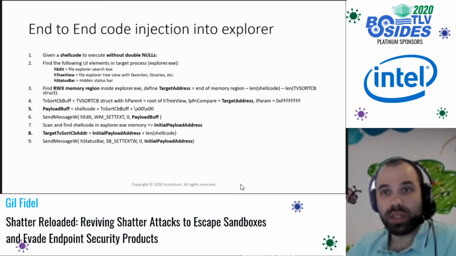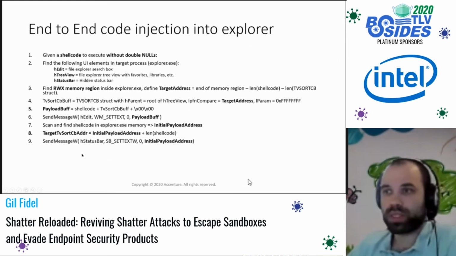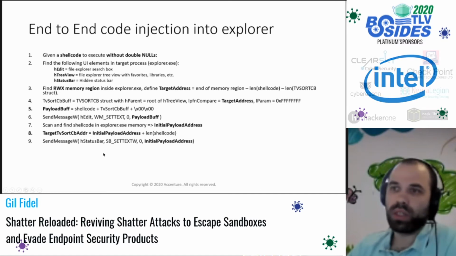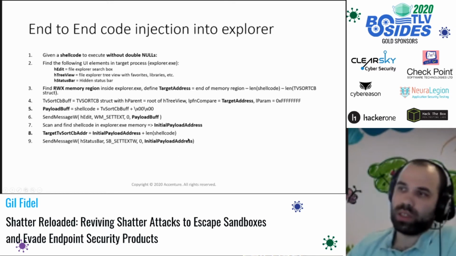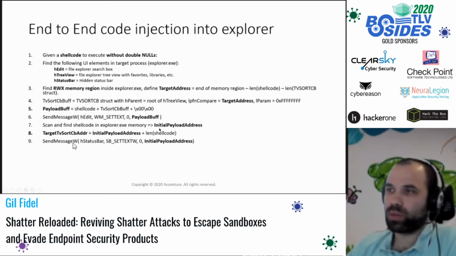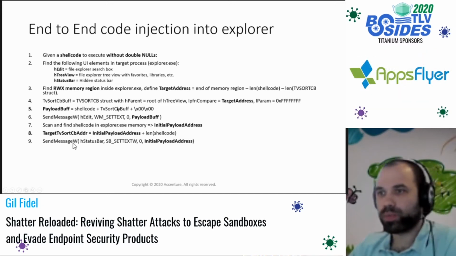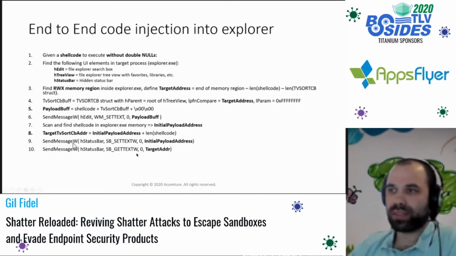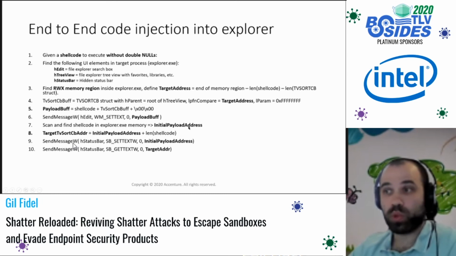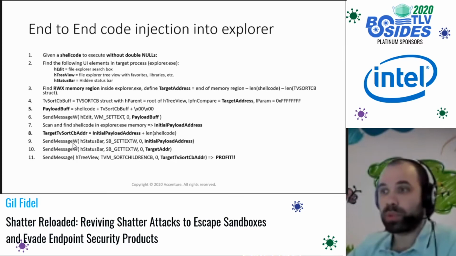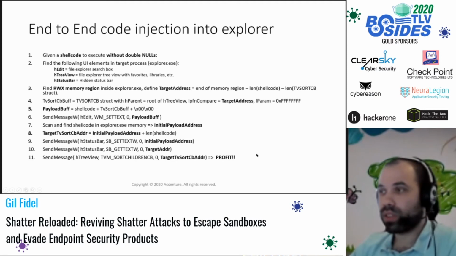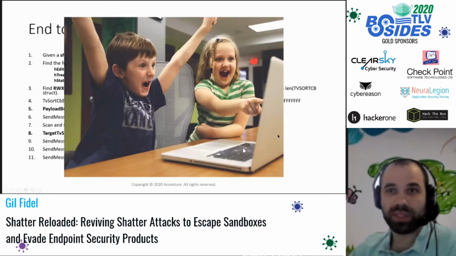Next, we migrate the shellcode to executable memory. As we said earlier, we're using the status bar for this. We send a SETTEXTW message to copy the buffer from this initial payload address, which is null terminated, into the status bar. Then we use GETTEXTW to copy it to the target address, which is now in executable memory. Finally, we have everything in place, and we send the TVM_SORTCHILDRENCB message with the address of our struct, and it works. We have code execution.